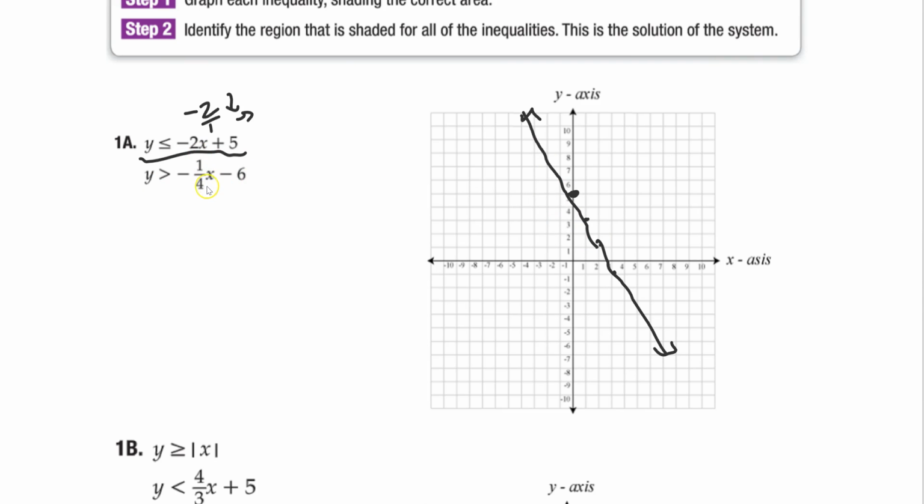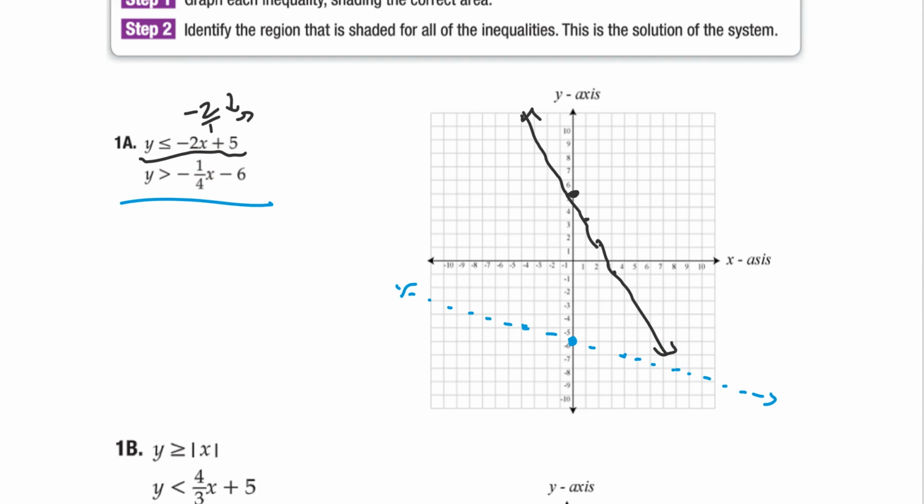And this next one here, just graph this next one. So this is y is greater than negative 1/4 of x minus 6. So negative 6 is my y-intercept down there. Negative 1/4, so I'm going to go down 1 over 4. 1, 2, 3, 4. Down 1 over 4. You can actually go the opposite way too. Left 4, up 1. Same thing. Kind of like that. Now this one is dashed, or dotted. That's actually a lot better. So I get something like that. They're going to cross right here.